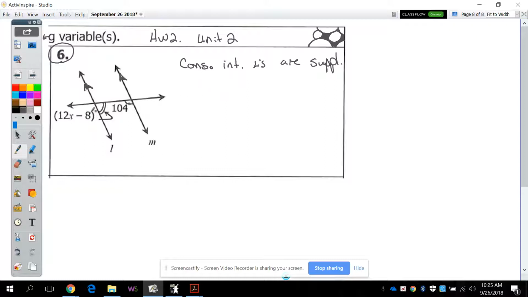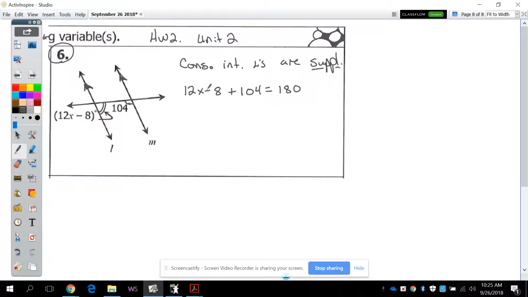For you, what it means is this. I'm going to write these two angles here, 12x minus 8, and the other one, 104. It means that these two angles are not going to be equal to each other. In fact, they don't even look equal. This one's an obtuse, this one's an acute angle. What they are going to be is, if I were to add them together, they would equal 180. That's what the word supplementary means.